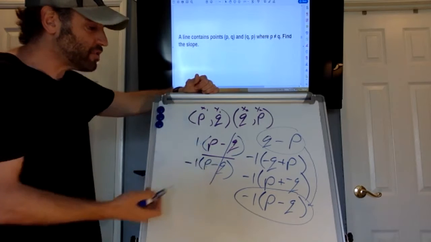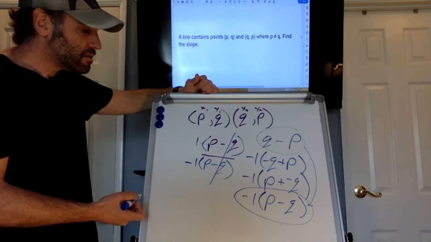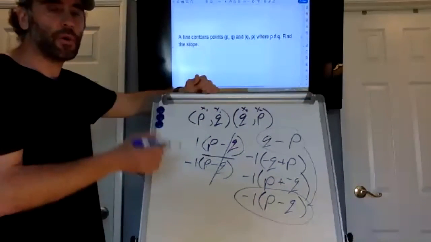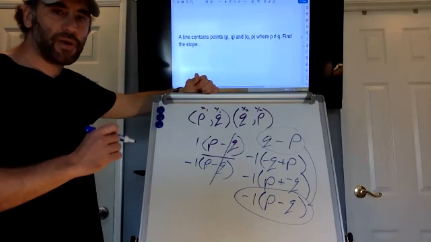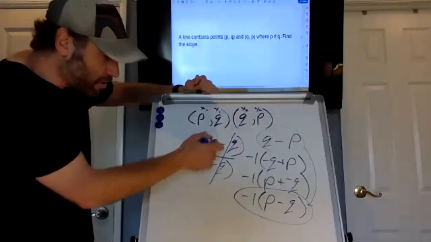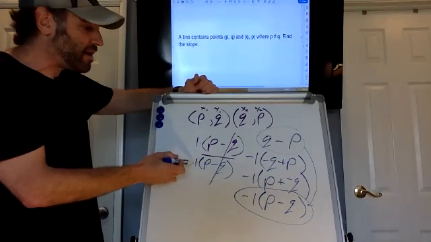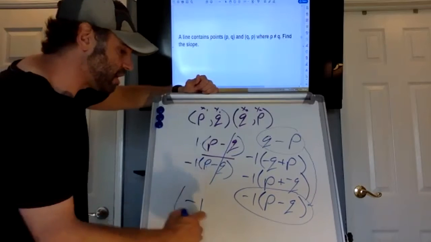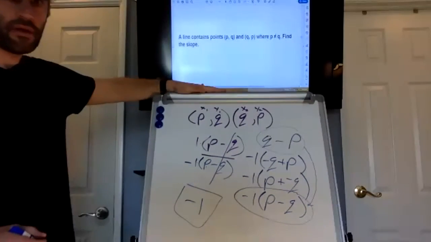What happens if P and Q are the same number? Then they become 0. It's 0 in the denominator, so we want to avoid that. So as long as P and Q are not the same, they will cancel, and you'll get 1 divided by -1 is -1. That is the answer.